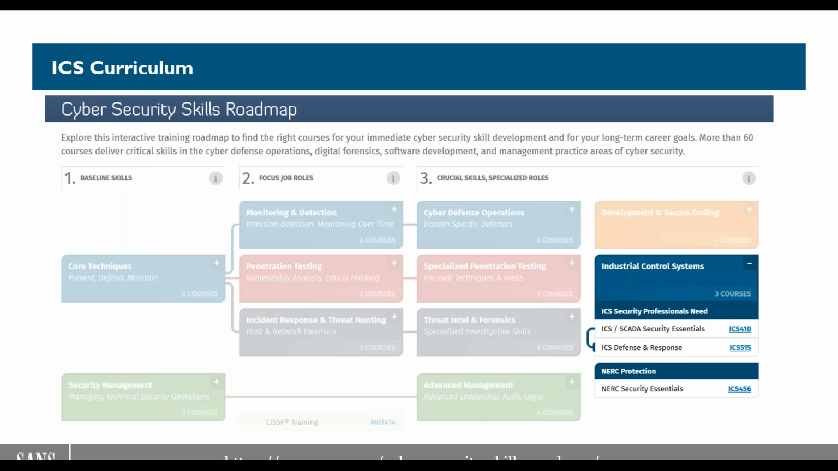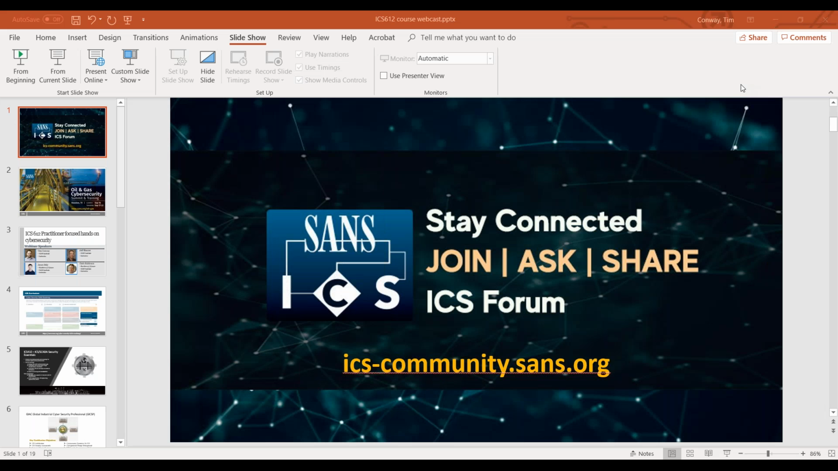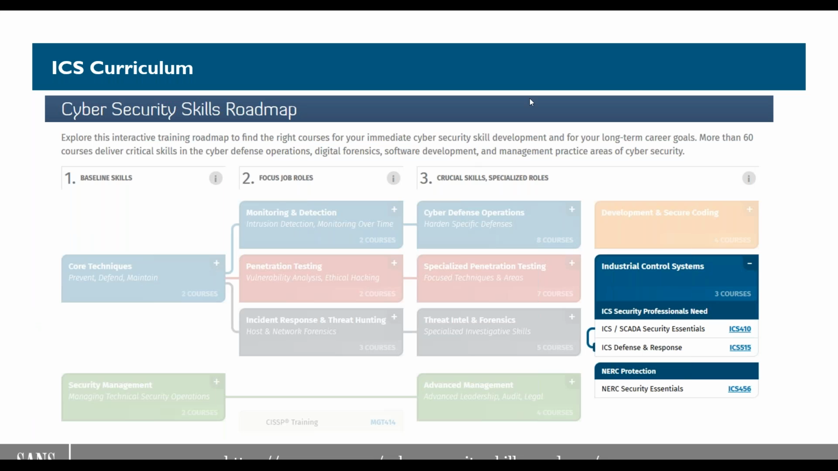There are the core techniques, the baseline skills, over to the left. And then as you work through this diagram, you end up moving over to the third component, the crucial skills and specialized roles area. That segment is where the entire ICS set of courses exists.